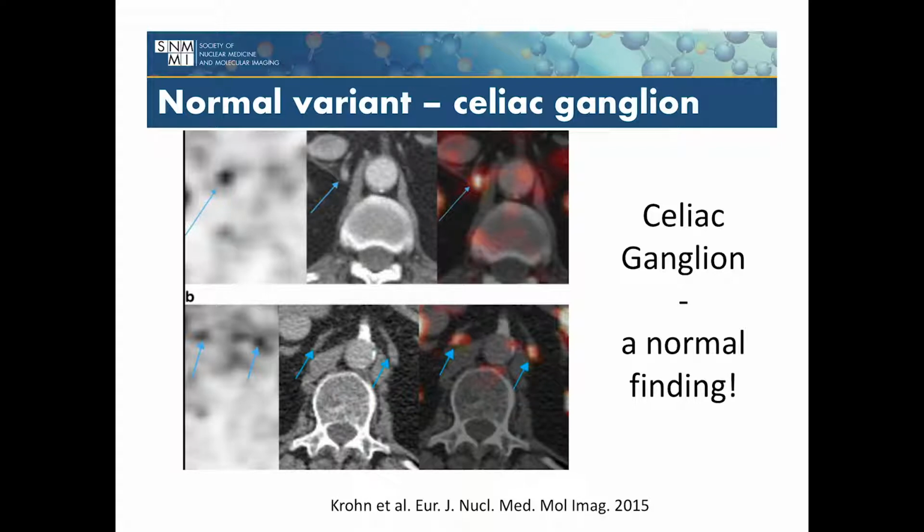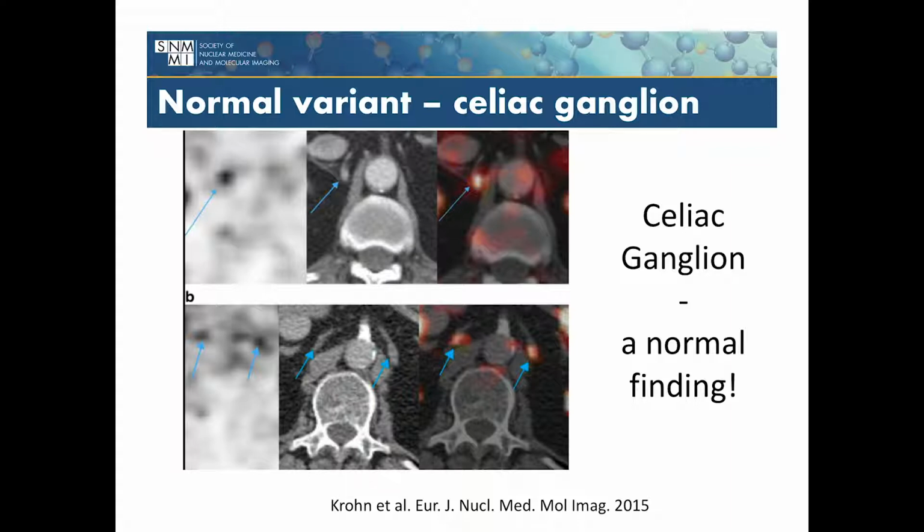Some normal variants we're coming up with, this is one you may very well see if people are just learning to read the scan. I know we were calling these positive early on until we really became aware of this, is these ganglia. These are tricky because these are in spots where you can commonly see prostate mets. So these are right next to the spine and in the retroperitoneal regions. So these are sympathetic ganglia.